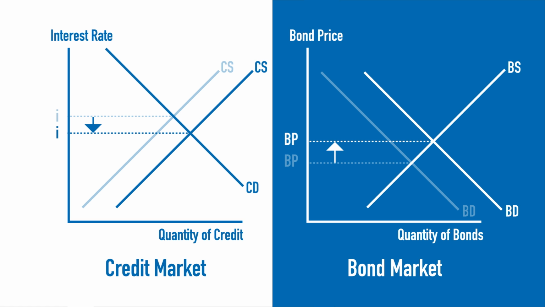It's all due to the fact that when you borrow money, that is, when you demand credit, you're supplying bonds. And when you're supplying credit, you're demanding bonds. There's simply two ways of looking at exactly the same thing. I hope this simple explanation helps.